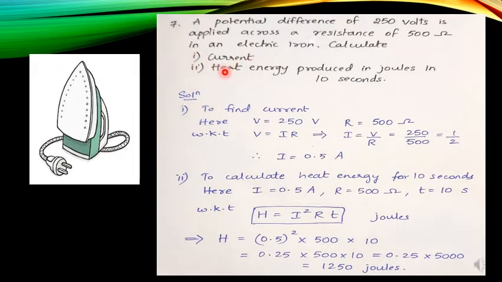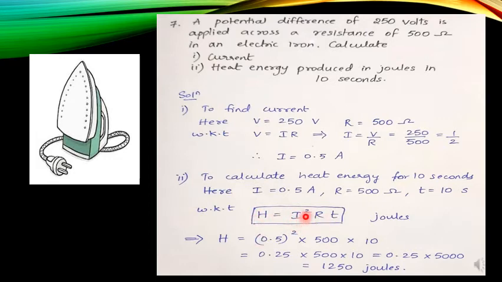Now the second sub question, heat energy produced. You are going to calculate heat energy produced in joules for 10 seconds. All of us know how to find heat. We have the formula from Joule's law, that is H is equal to I square RT. Do you require any modification here? No, because we already have the unknown quantity, that is heat, in LHS. So you can apply the formula as it is with the given values.